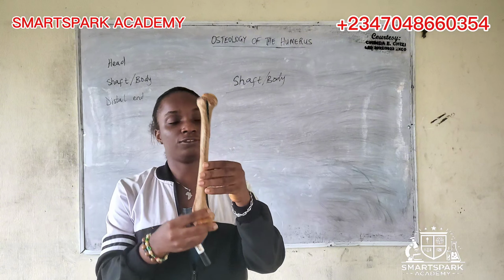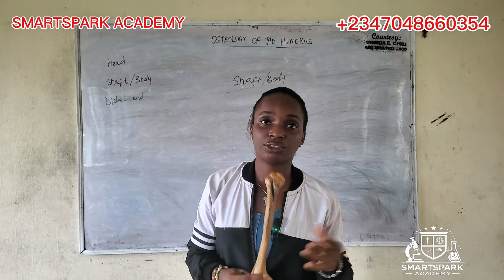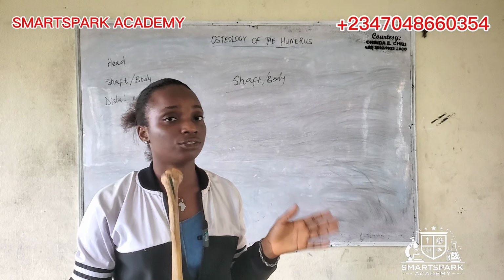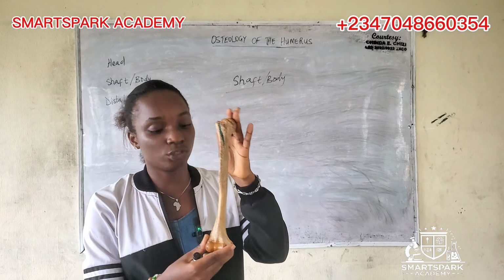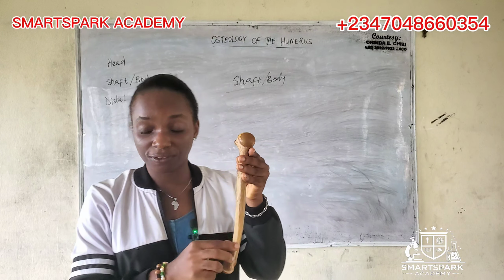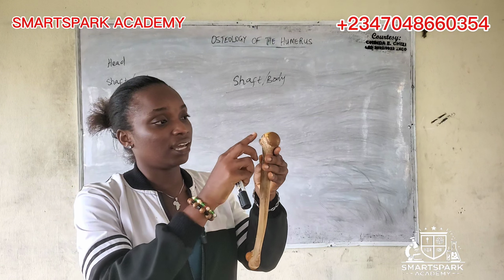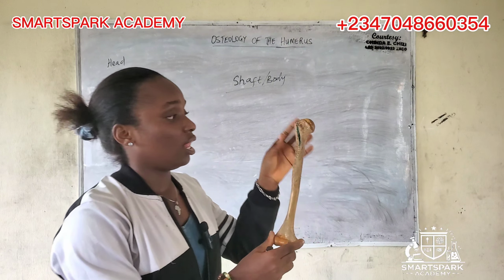Is this long part of the humerus here? It's divided into two, the anteromedial surface and the anterolateral surface. Don't forget that we are looking at the anterior surface of the humerus, the front of the humerus. Now, this anterior border extends from the crest of the greater tubercle as it runs down towards the distal end of the humerus.